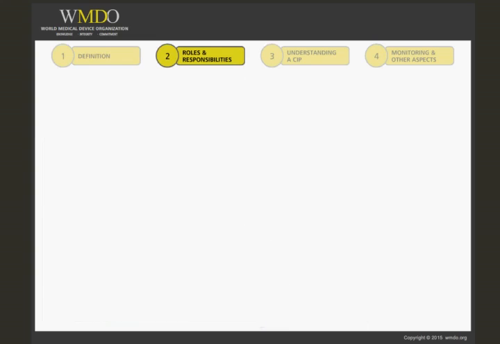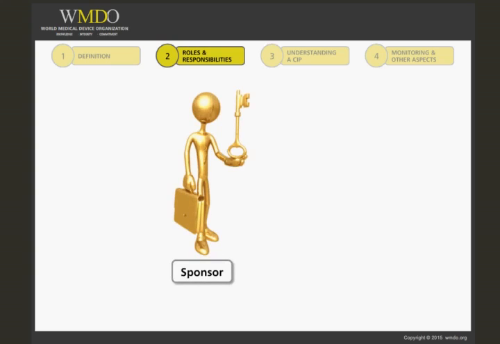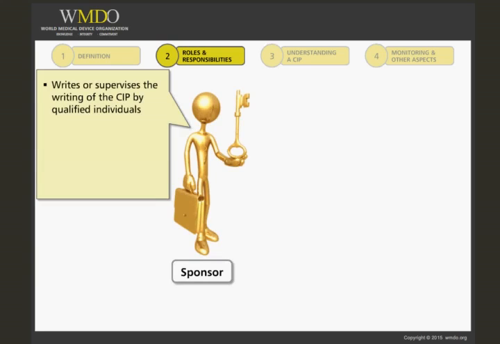Who does what in the process of developing a clinical investigation plan? Usually, the manager who is responsible for clinical investigations at the sponsor site writes or supervises the writing of the clinical investigation plan. This person needs to be qualified both in writing the document and the scientific and technical aspects of the clinical investigation and the investigational device.